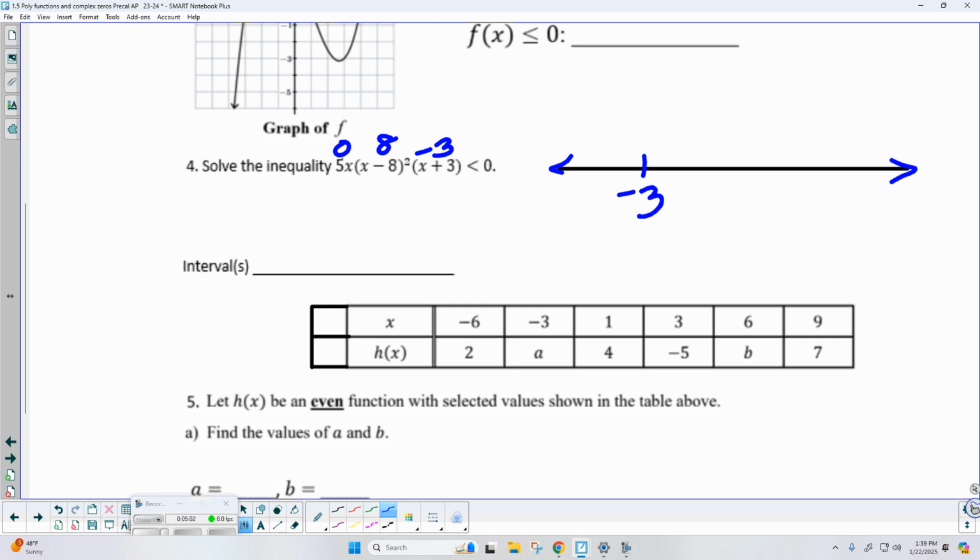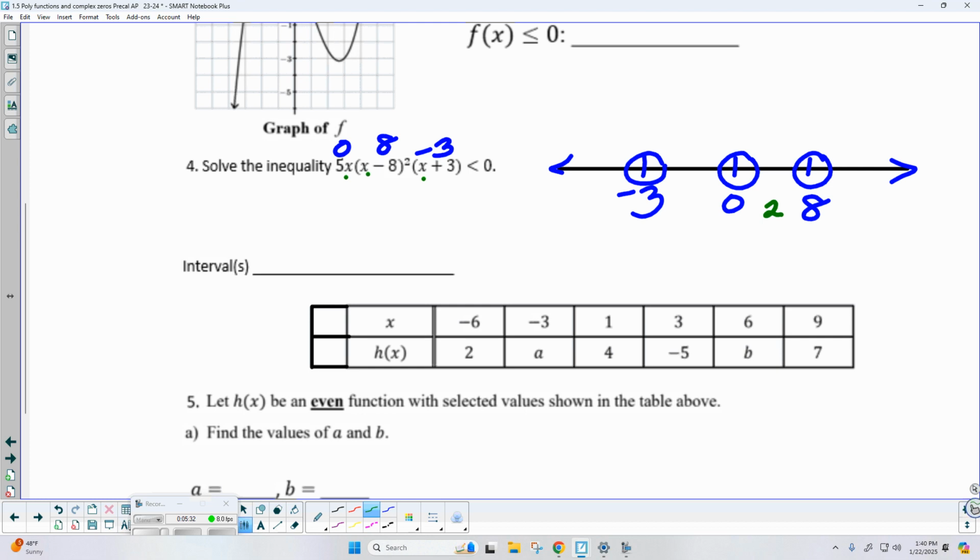So we have a −3, a 0, and an 8. Open or closed? Open, because we don't have equality. Then what we want to do is find whether these intervals are positive or negative. We just choose a number, for example between 0 and 8, let's say I choose 2. I'm going to plug that in for every one of these x's.